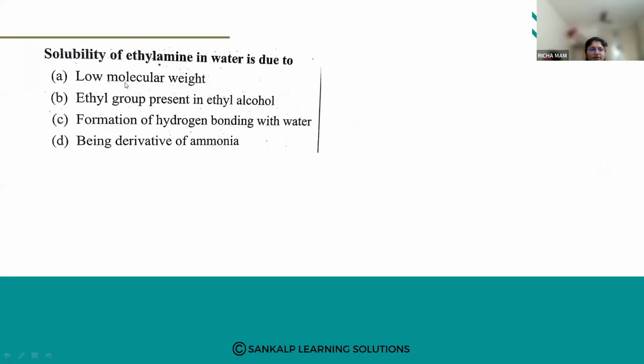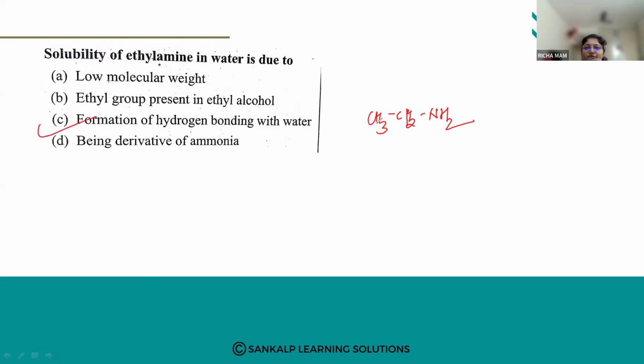Solubility of ethylamine in water is due to: A, low molecular weight; B, ethyl group present in ethyl alcohol; C, formation of hydrogen bonding with water; and D, being derivative of ammonia. What is the reason why ethanamine is soluble in water?